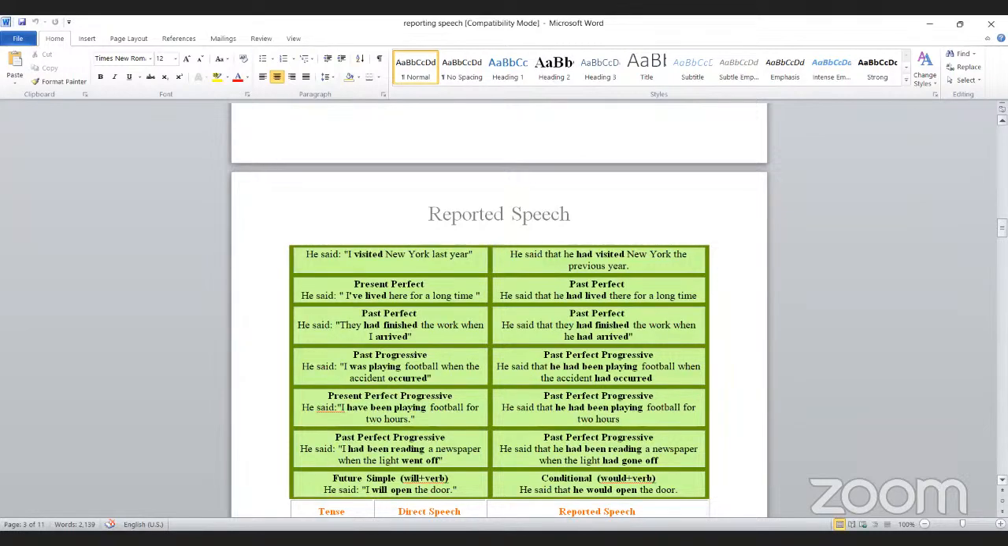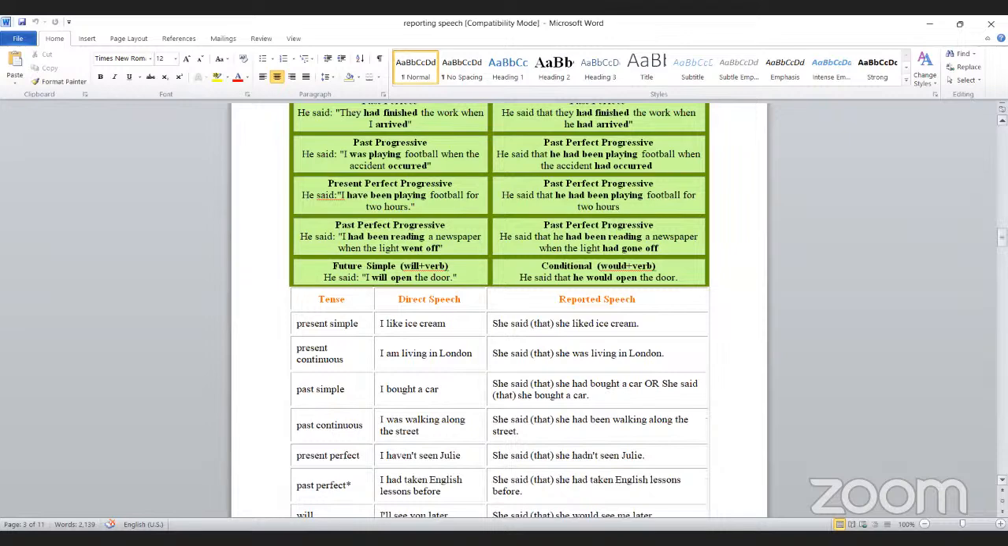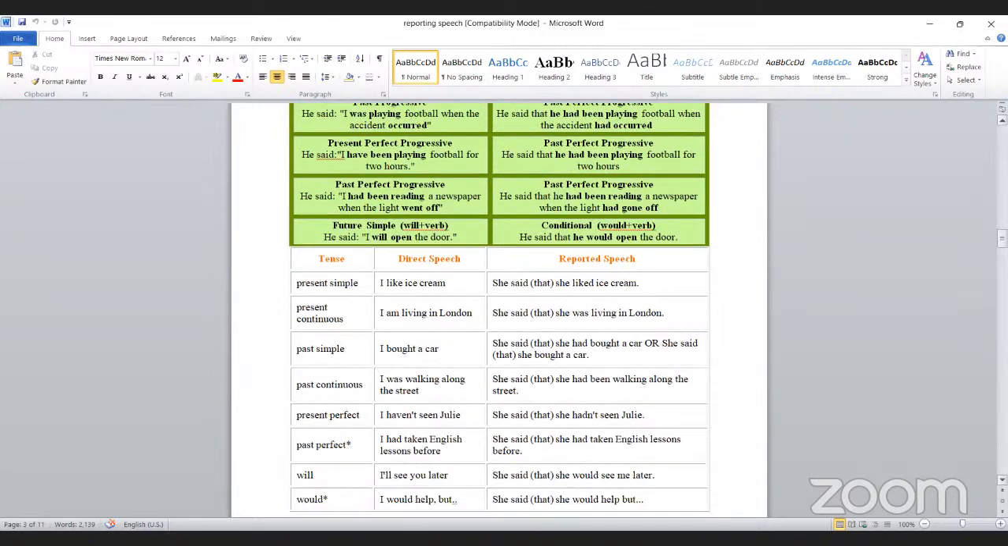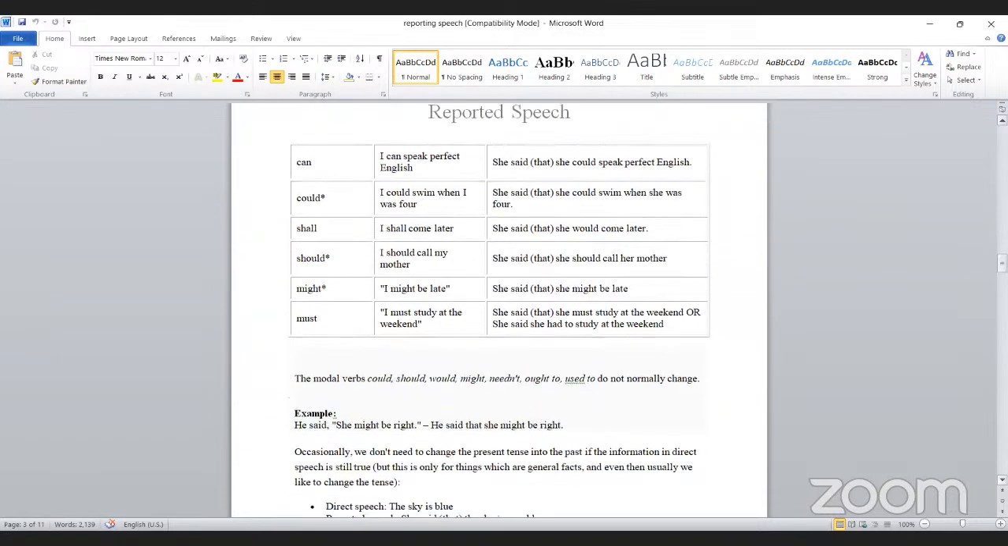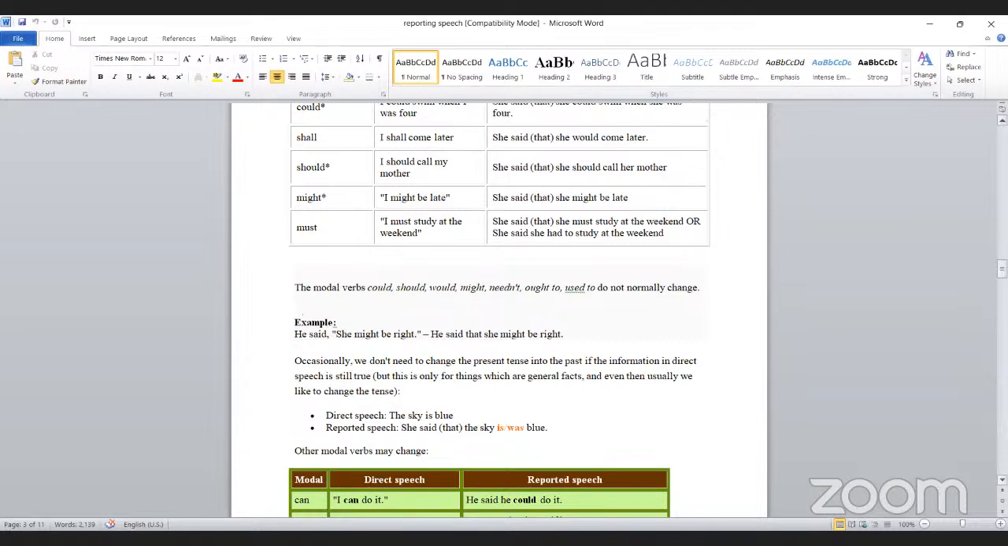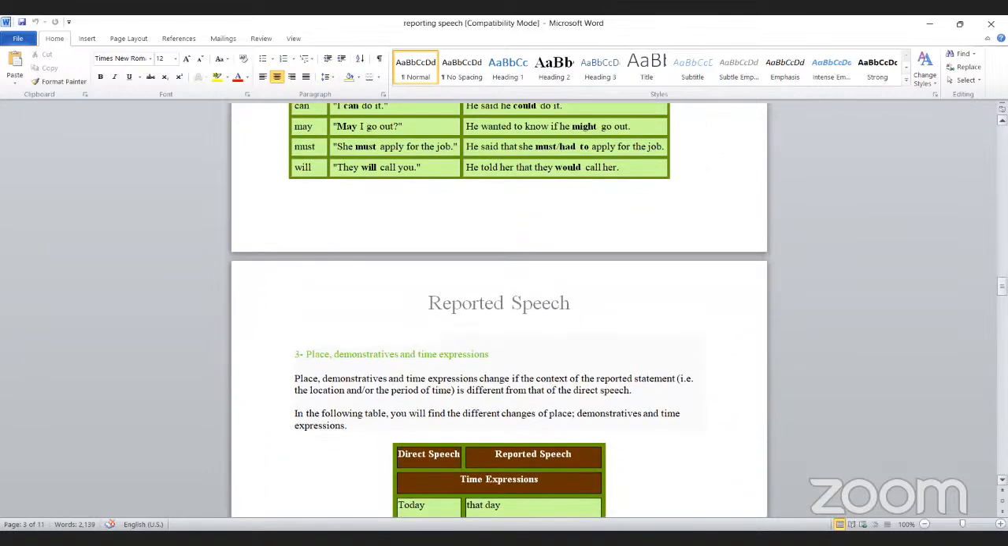This is how you need to change the given sentences into reported speech. Because we need this when we are writing reports. We are doing reported cases when we are writing reports. So we need it. That is the main reason I mention this.